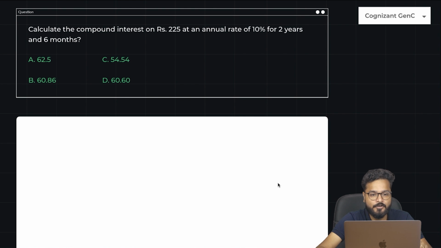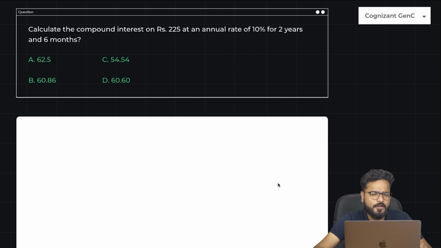Okay. Calculate the compound interest on rupees 225 at an annual rate of 10% for 2 years and 6 months. Guys, there is one thing. You may question me why I have taken a question straight from a formula based one. The thing is, if you use the formula, this might get a little complicated. The second thing is, this question can actually be solved with very easy calculations and a very easy process, but just that you have to be very clear with the concept of compound interest, right?